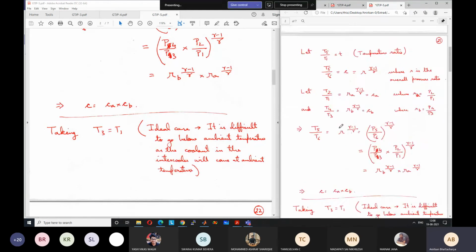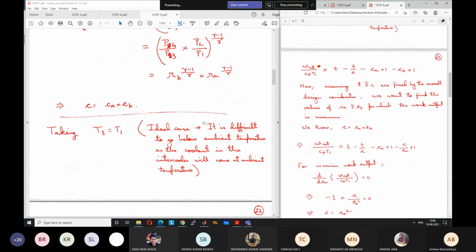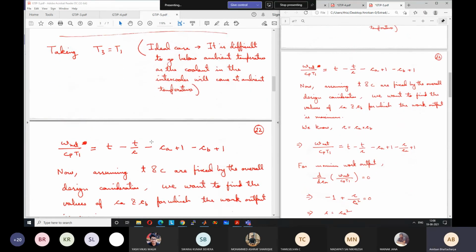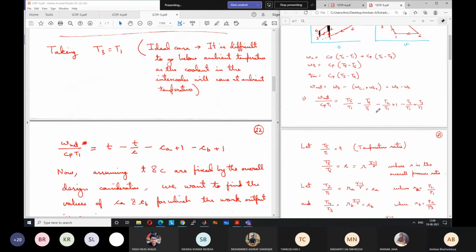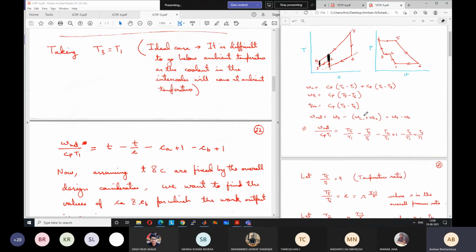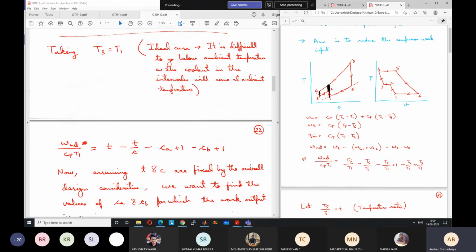So anyway, where were we? So W net by CP T1. Where was the W net expression? This one. W net by CP T1 is T5 by T1 minus T6 by T1. T6 by T1 we can write as T6 by T5 into T5 by T1.